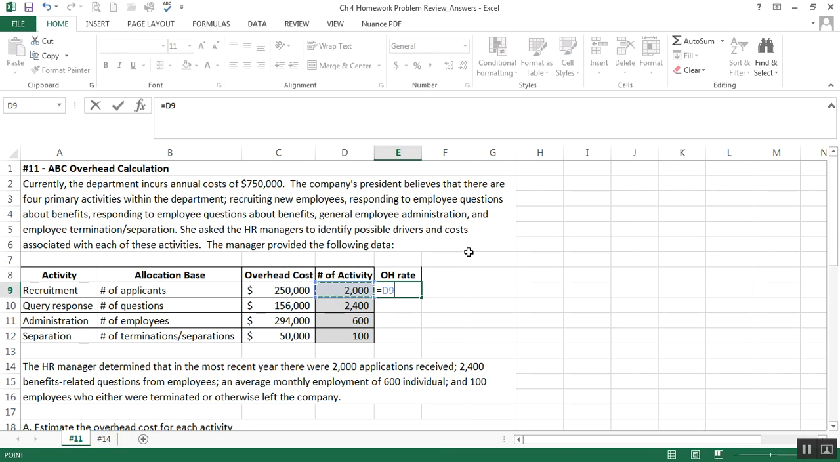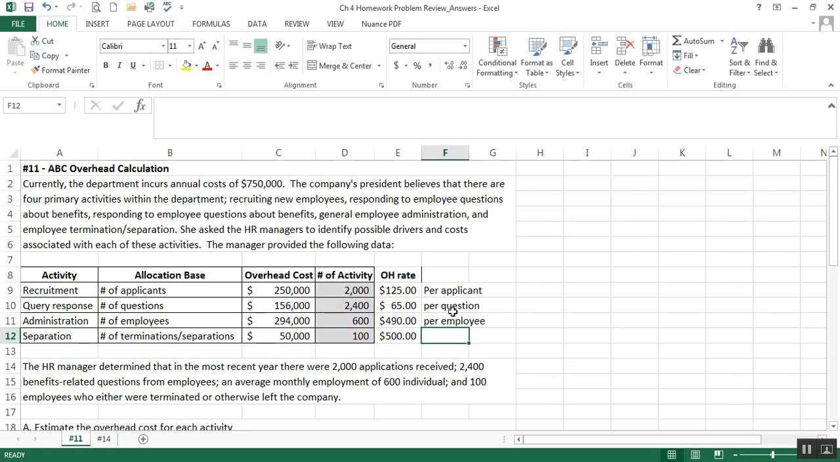Alright, so as we discussed in class, we take our overhead cost divided by the cost driver or allocation base, and in this case it would be $125 per applicant. Here it's going to be $156,000 divided by 2,400, or $65 per question. We take $294 divided by 600, it's $490 per employee, and then finally 50,000 divided by 100 is $500 per termination separation.